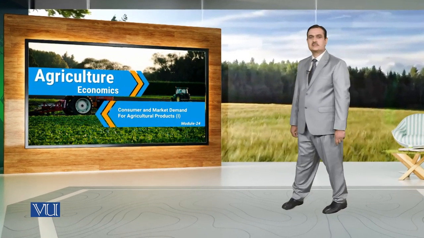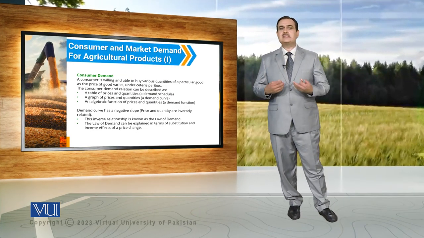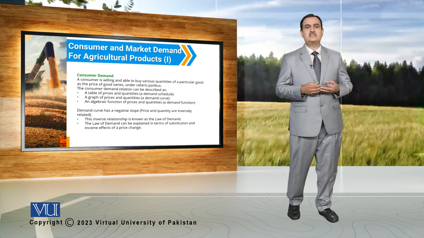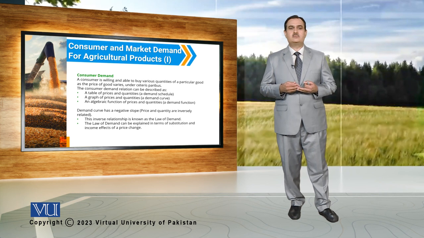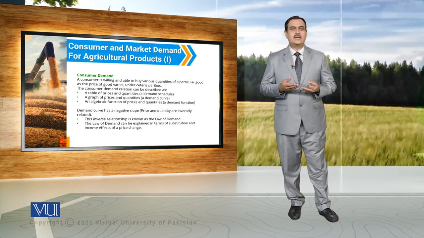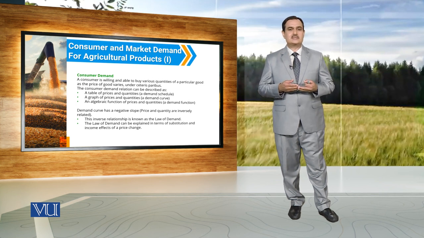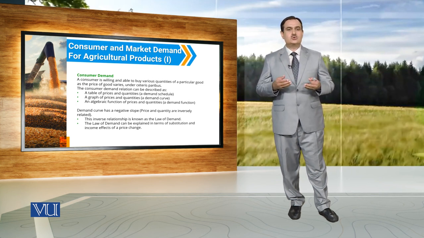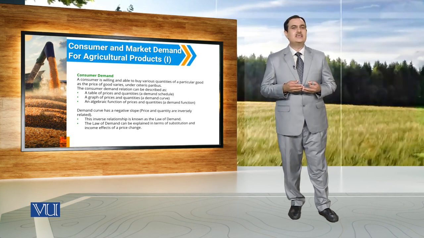Consumers and market demand for agricultural products. It is the consumers that create demand for agricultural products. And as far as consumer demand is concerned, it is willingness and ability to buy against different prices. To elaborate the concept of consumer demand, we use a table that depicts the relationship between prices and quantities. And we also use a graph to describe the relationship between price and quantities.